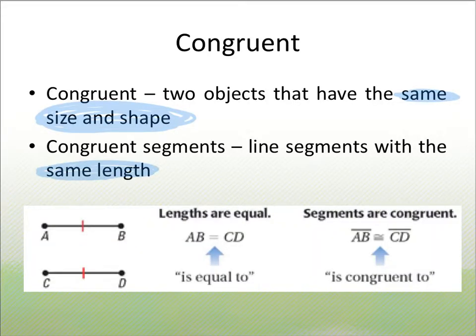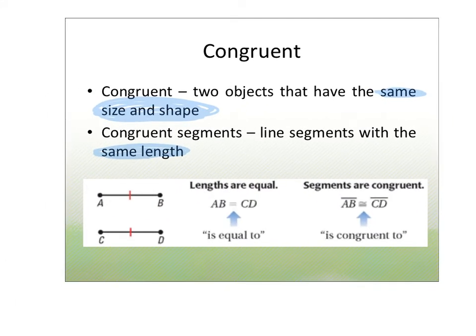Okay, next we're going to talk about congruent. And we will talk about shapes being congruent quite a bit. So congruent are 2 objects that have the same size and same shape. Okay? Congruent segments are line segments with the same length. So it's sort of like being equal, but a lot of times when they talk about congruent, we may not have a number.